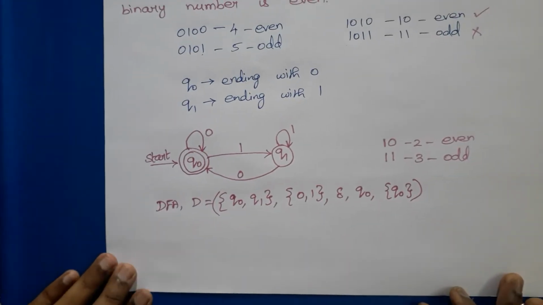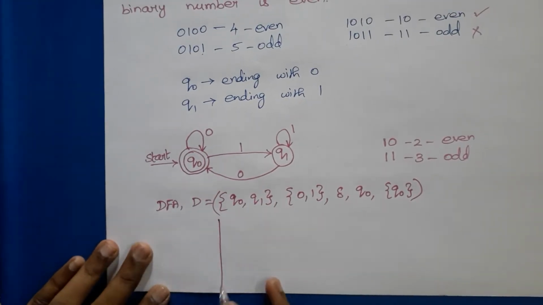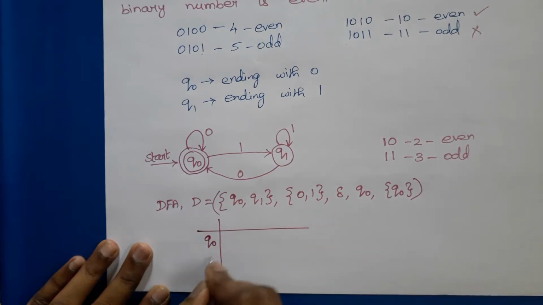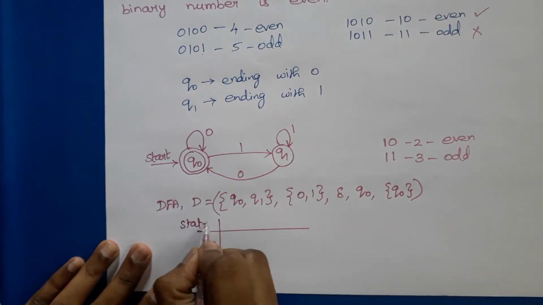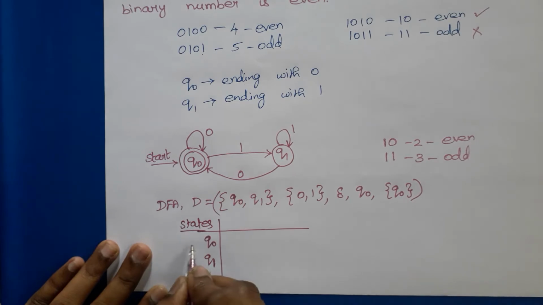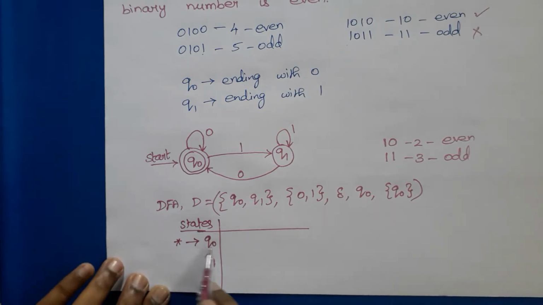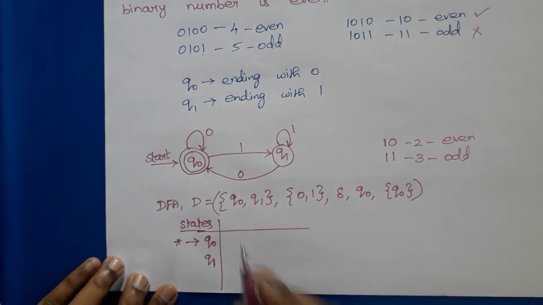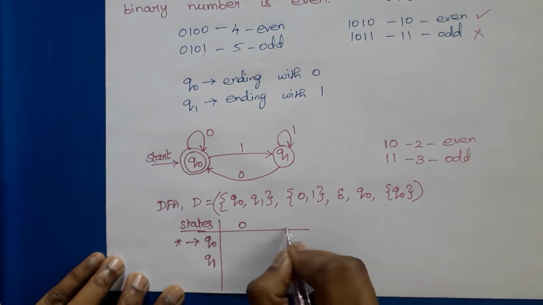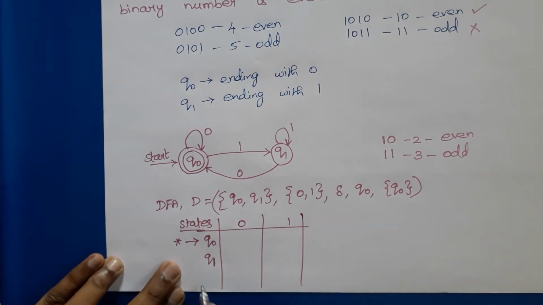We can also represent it as a table. So in the table, all the rows correspond to the states. Here there are two states, Q0 and Q1. Q0 is a start state as well as a final state. The start state is represented by an arrow and the final state is represented by a star. So both are pointing to Q0. Then the columns are the input symbols 0 and 1.